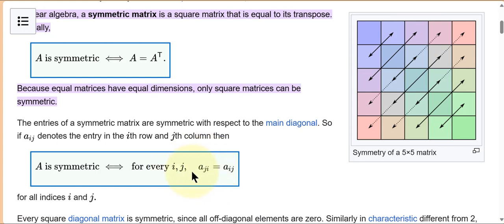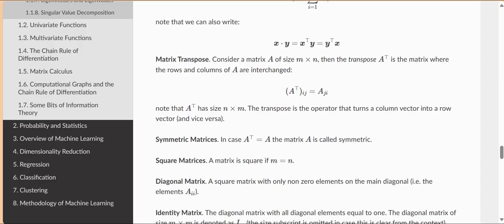By the way, Wikipedia uses a more standard notation for the individual elements. They don't use a capital A, ji. They use a little a, ji. So that's more standard than using the capital A to indicate the individual elements, but here he's using the capital A.